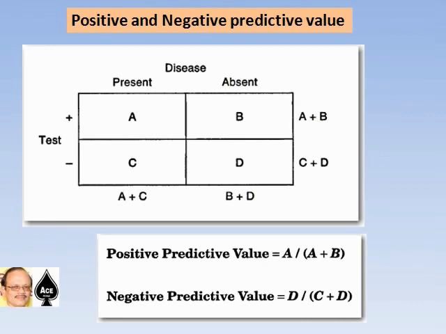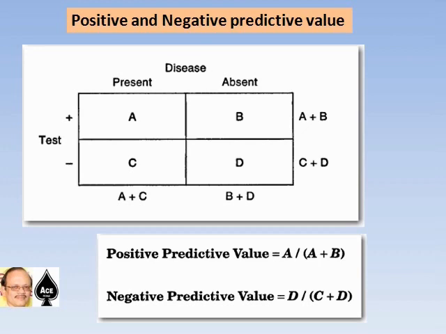Positive and negative predictive value, again the same chart, 2 by 2 column. That is, the disease is present, absent, test is positive, negative. A means the test is positive, disease is present. B, test is positive but disease is absent. C, test is negative but disease is present. D, test is negative and disease is absent. The sum of patients who have the disease is A plus C. The sum of patients who did not have the disease is B plus D. The sum of people who had the test positive is A plus B. And the sum of people who had the test negative is C plus D.